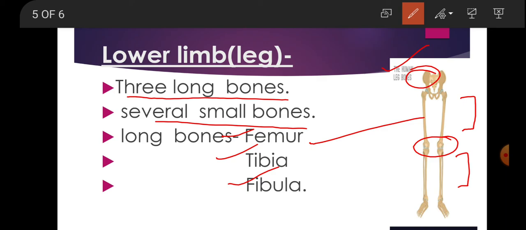Next, the lower leg has 2 long bones, tibia and fibula. Tibia bears the weight of the entire body and there are several small bones in the lower leg which form the ankle and toe.